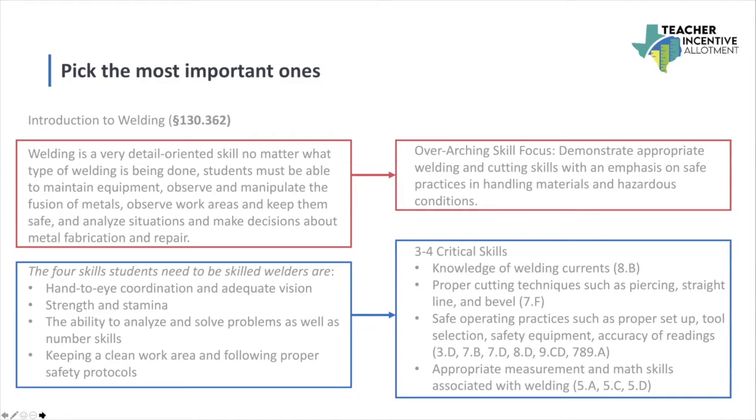The student needs to have knowledge of welding currents. They need to have proper cutting techniques, such as piercing, straight line, and bevel cutting. They need to have safe operating practices, such as proper setup, tool selection, safety equipment, and the accuracy of readings, with a slew of standards connected to all of those statements. And they need to have appropriate measurement and math skills associated with welding.